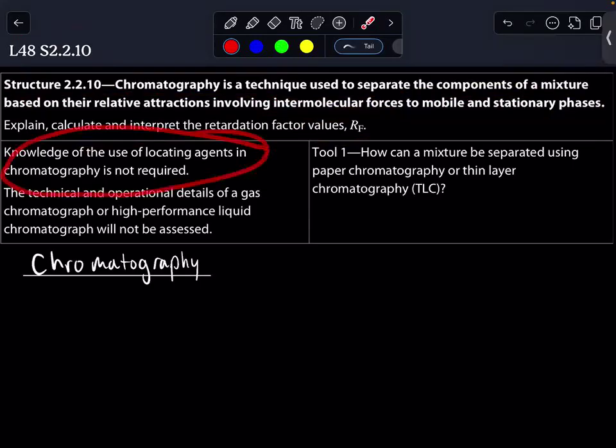We'll make knowledge of the use of locating agents in chromatography, even though it is not required, we're still going to do it. And we're not going to talk about gas chromatography or high performance liquid chromatography, so we're just going to kind of ignore those techniques.